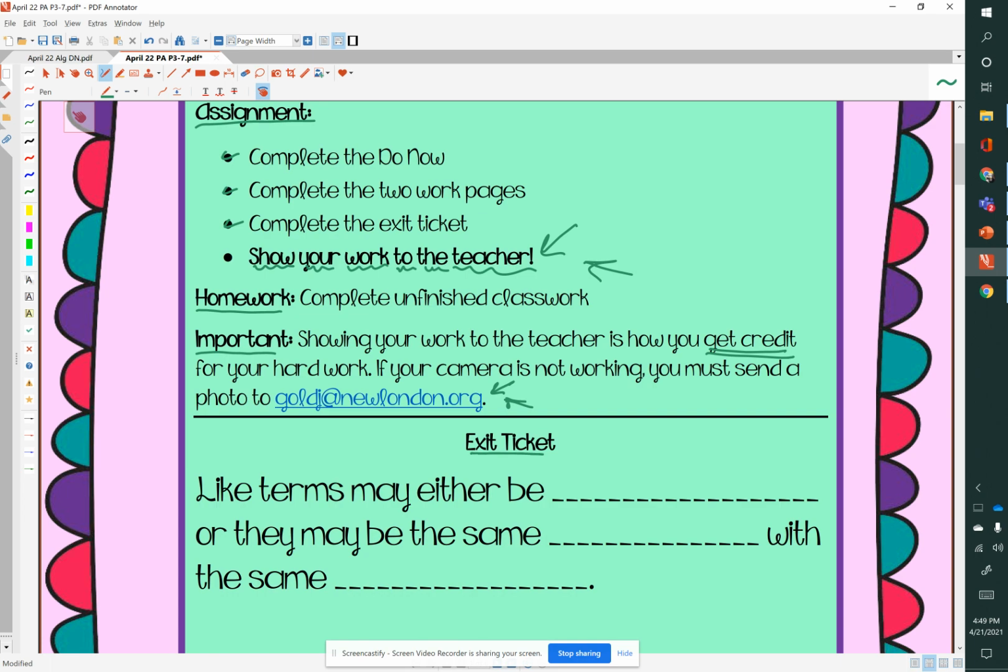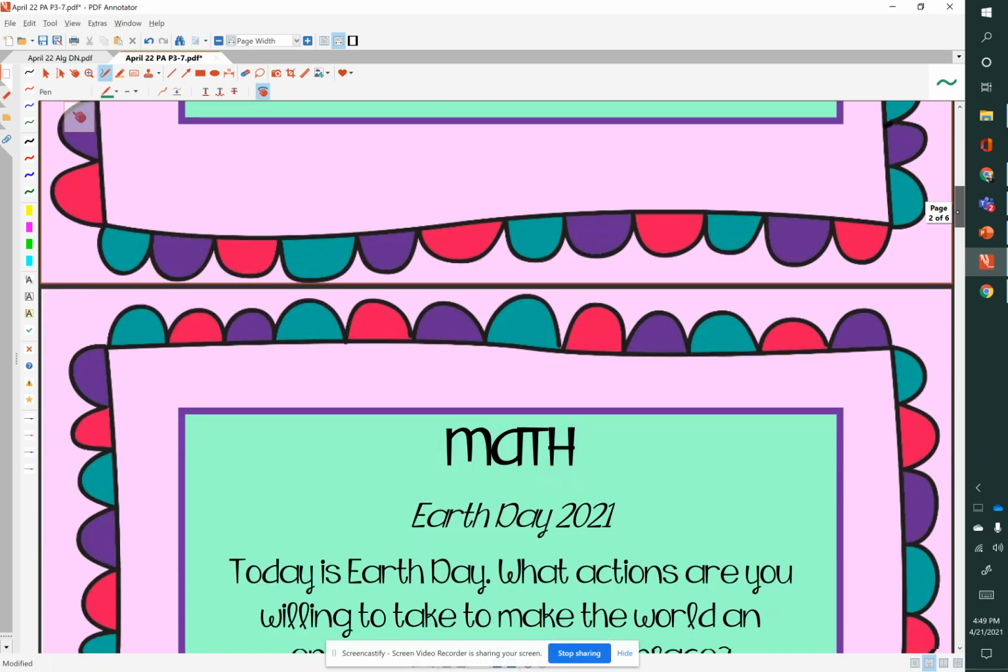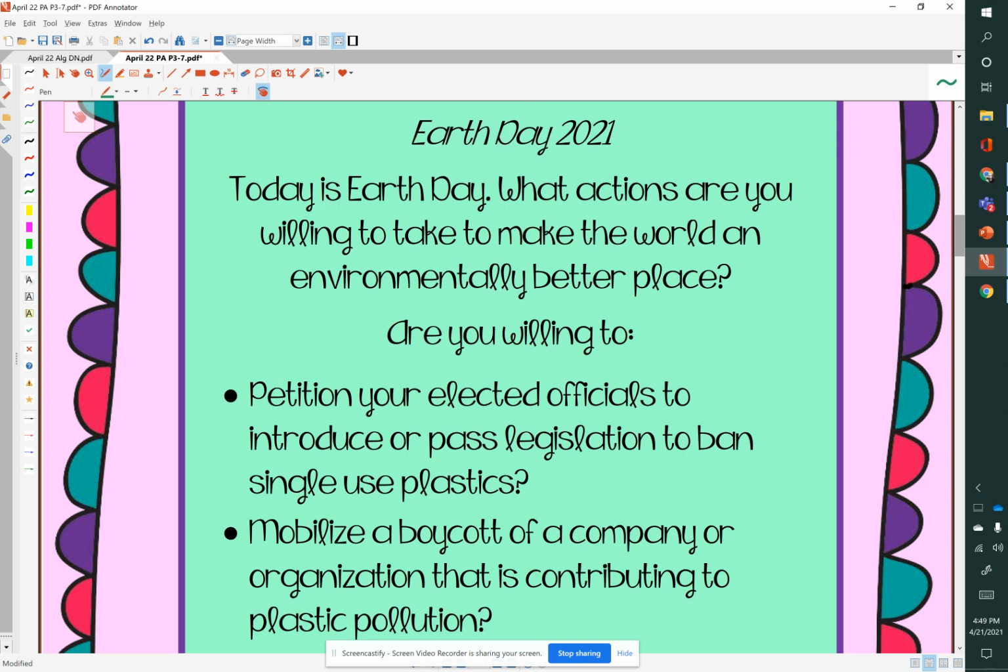So here's our exit ticket. We'll get back to that in a minute. Here's our do now. And today is Earth Day 2021. What actions are you willing to take to make the world an environmentally better place?